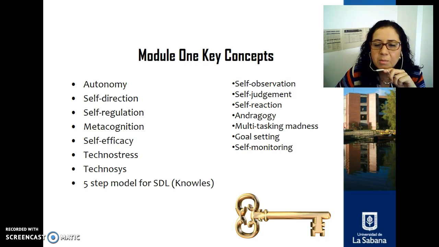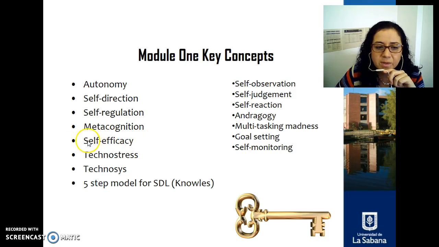Our Module 1 has some very important key concepts that we are going to analyze in the literature. The first and most important, of course, is autonomy, but then we have others that can be judged as different steps to take towards that autonomy, or simply different concepts that we are going to analyze through the readings. One of them is self-direction, then the other one is self-regulation. I would like you to have a very clear difference between these two.